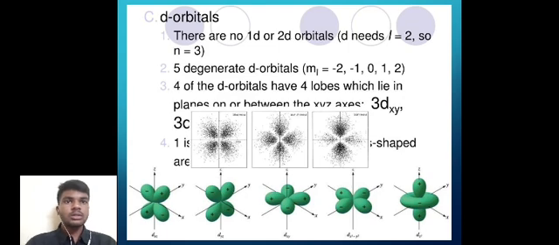D orbitals. There are no 1d or 2d orbitals. D needs l equals 2, so n equals 3. There are 5 d orbitals, m sub l equals 0, minus 1, minus 2, 1, 2. 4 of the d orbitals have 4 lobes which lie in the planes on or between the x, y, z axes, like 3dxy. You can observe dxy, dxz, dyz, dx squared minus y squared, and dz squared.